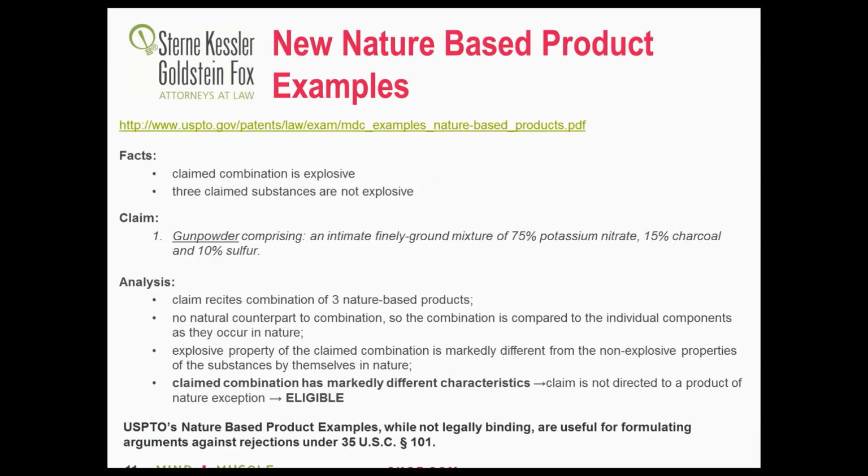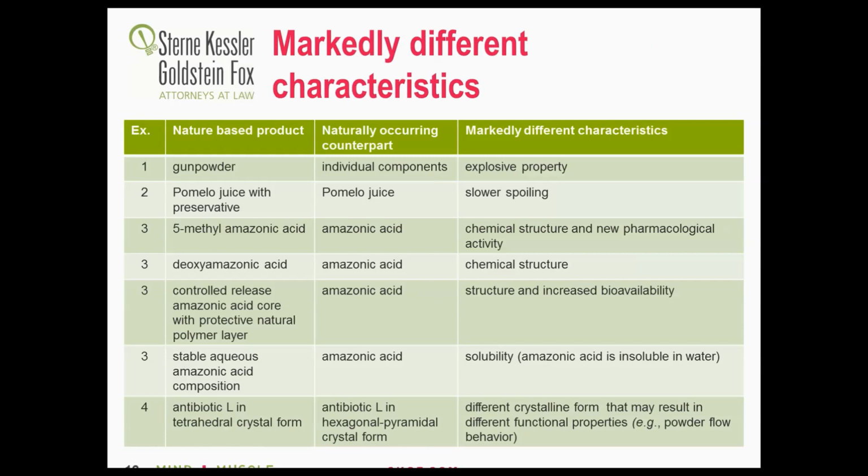So here the fact pattern provided with this claim explains that pomelo tree is naturally occurring, and people have prepared juice from it that they consume for a long time. It also discloses that the naturally occurring juice spoils within a few days because it contains some bacteria in it. And it also says that preservatives are known, and they can be either naturally occurring preservatives or non-naturally occurring preservatives.